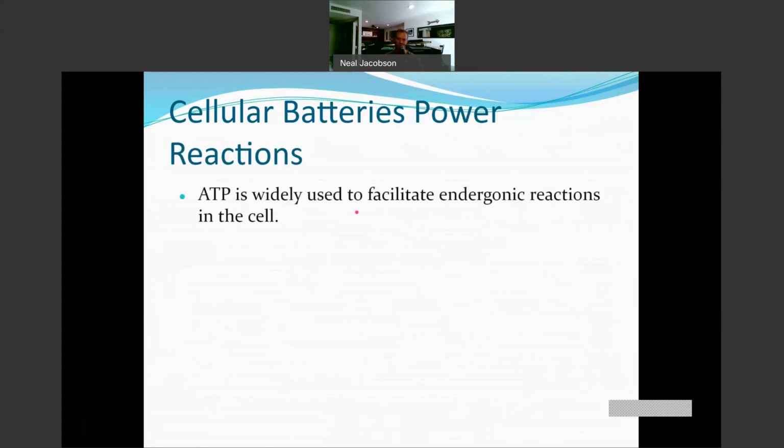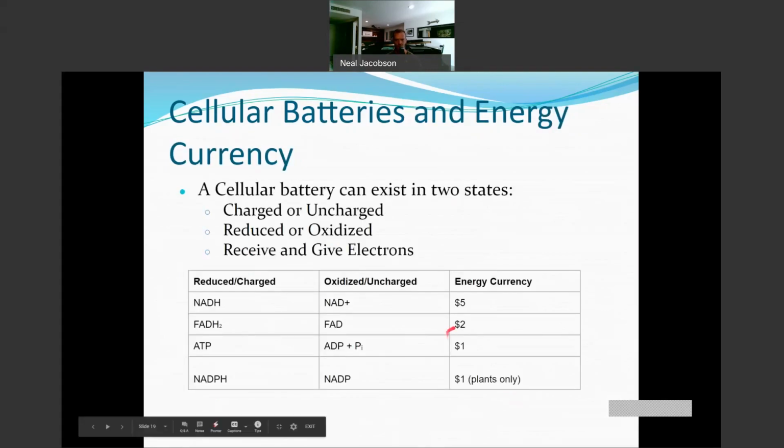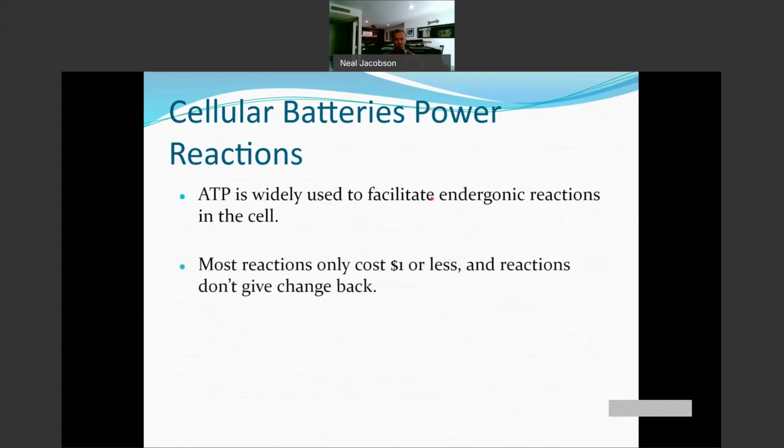ATP is widely used, so almost all endergonic reactions in the cell use ATP. Here's the part that's important. Most reactions only cost $1 or less. Remember ATP, let's go back. ATP is only worth $1, right? And so most reactions only require $1 to kick off.